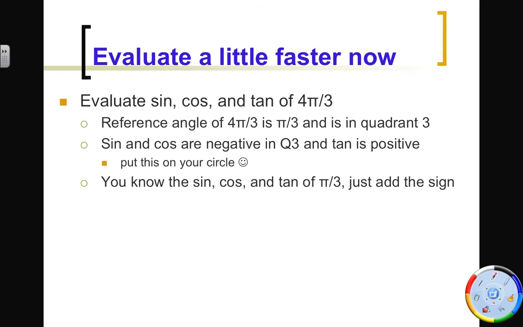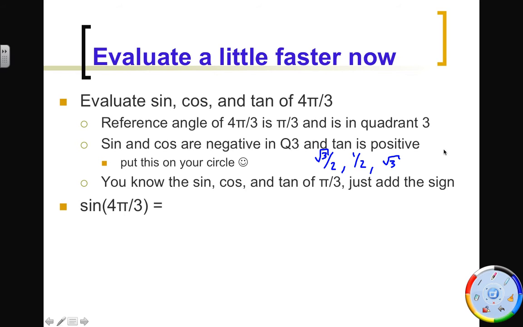So now, what do we know about sine, cosine, and tangent of pi thirds? For sine, cosine, and tangent, we get the numbers, let's see, sine of pi thirds is root 3, oops, I wrote root 2. Root 3 over 2. Cosine of pi thirds is 1/2. And tangent of pi thirds is, what is this? Root 3, y over x.